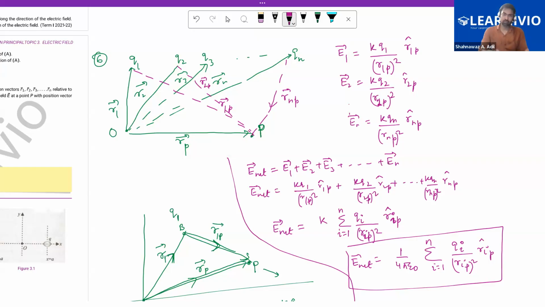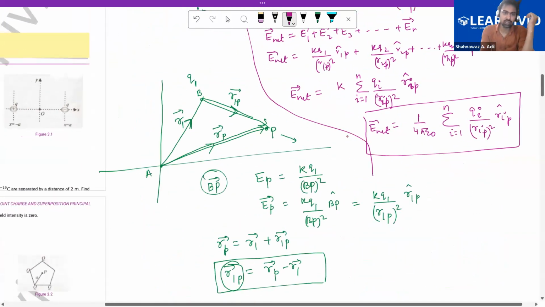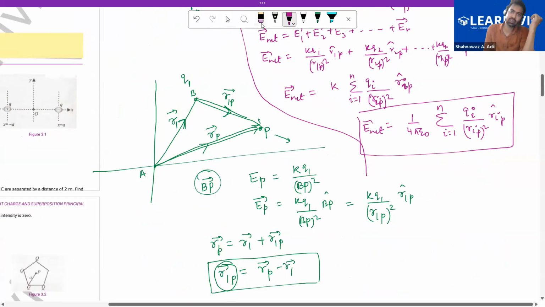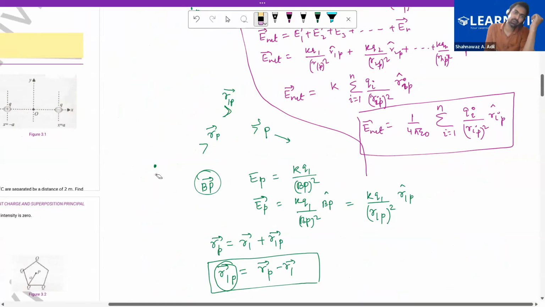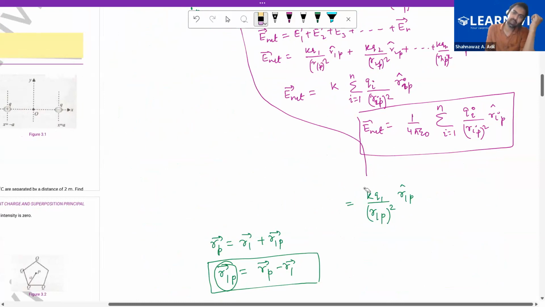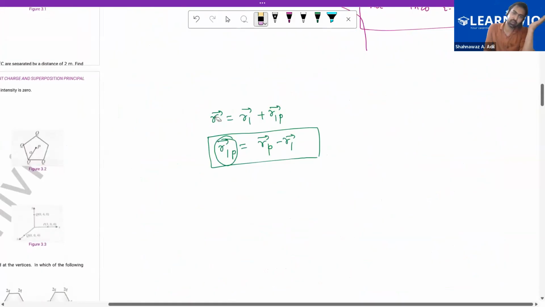Done, sir. Good. Okay, so now we have the next set of questions, and those are related with the dipole. In our syllabus, we have to do only the equatorial point and the axial point, right?